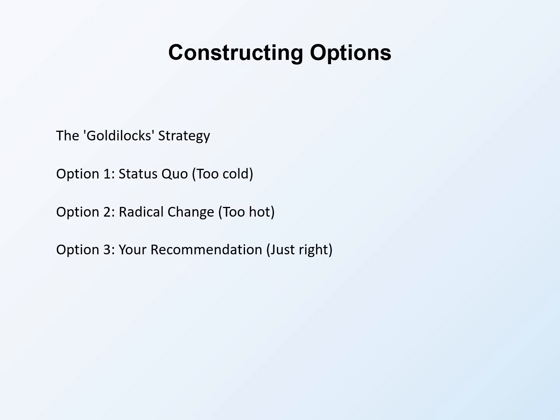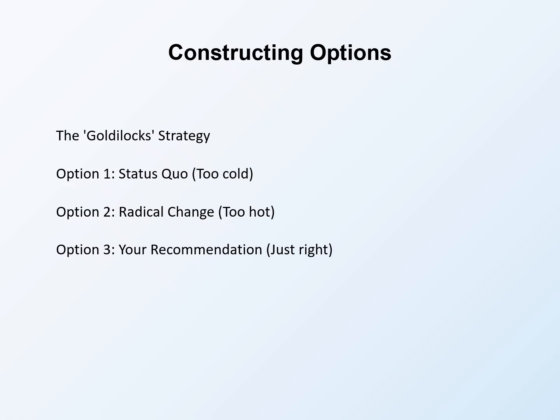When presenting policy options, use the Goldilocks strategy. You usually present 3 options. Option 1 is the status quo, doing nothing. You explain why this is bad. Costs will rise. People will die.